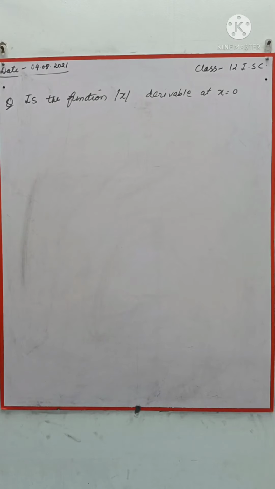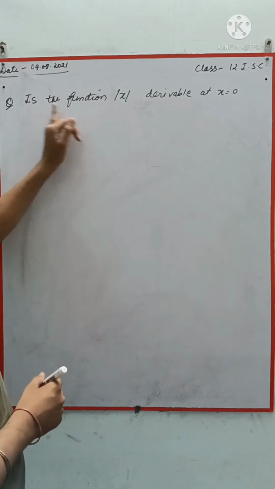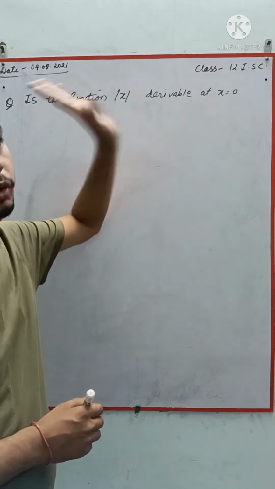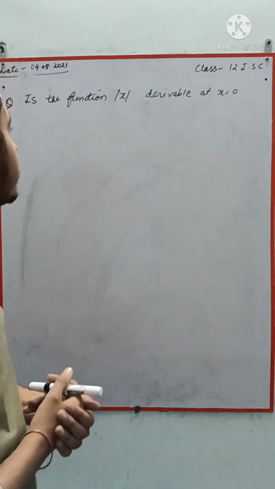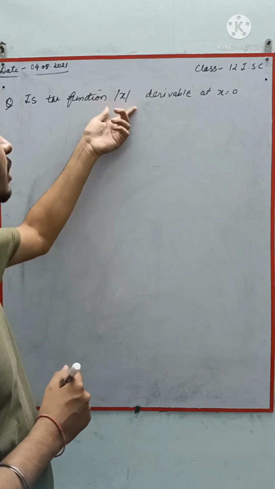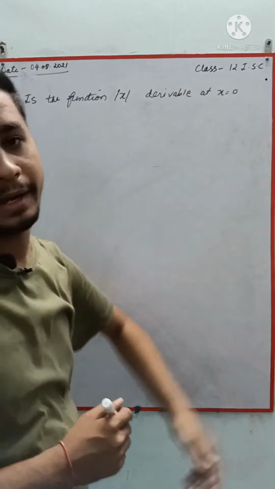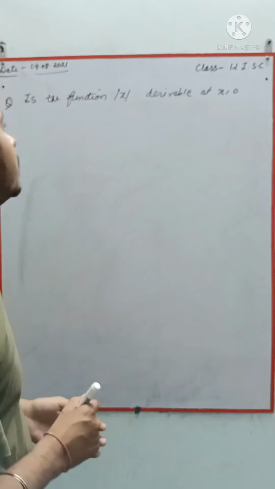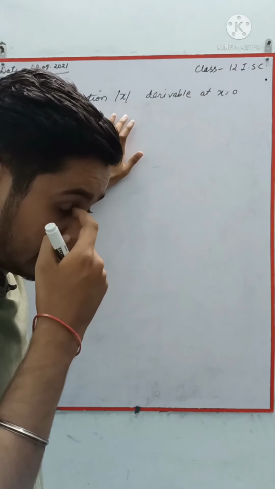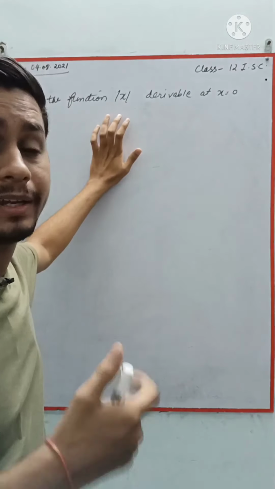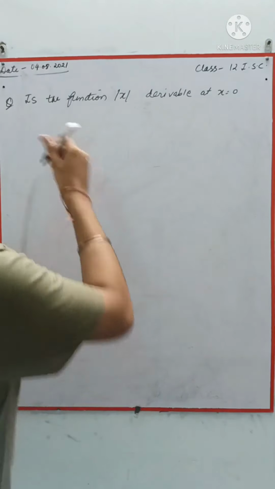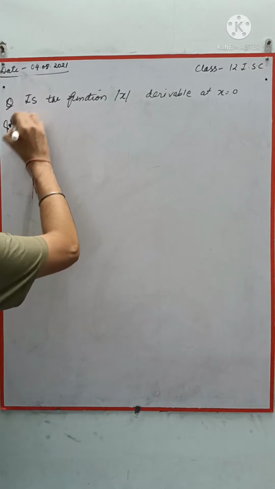So let's understand this question. Is the function modulus of x derivable at x equal to 0? They are asking whether modulus of x is derivable at x equal to 0. As I told you, like for a continuous function, we have to see the left hand derivative and right hand derivative in this question. So how? Let's see now.